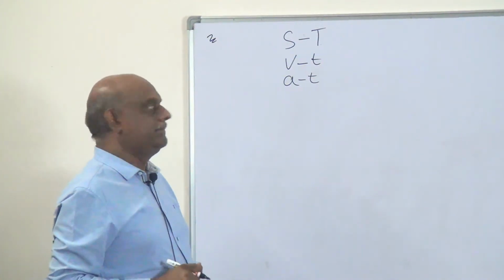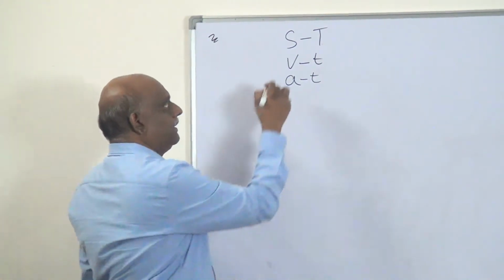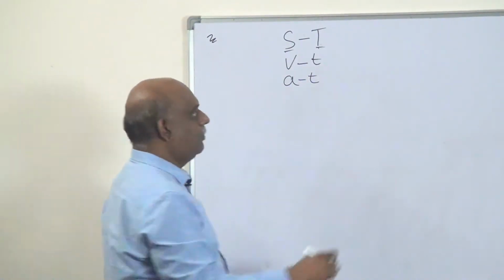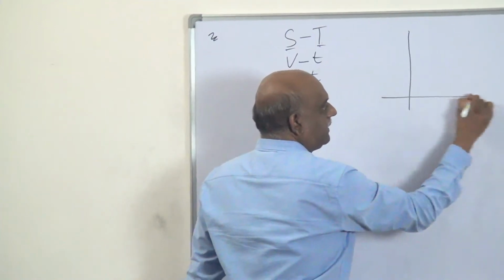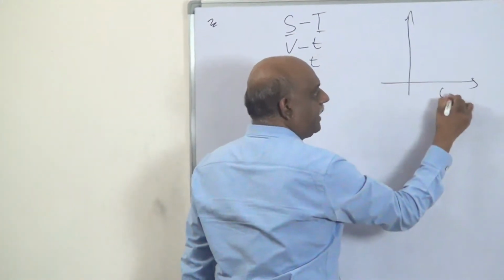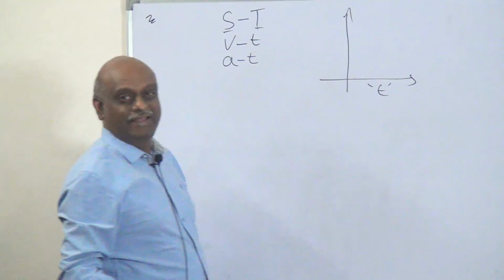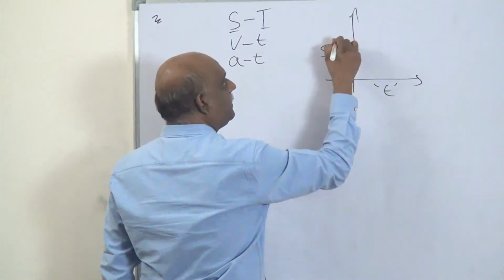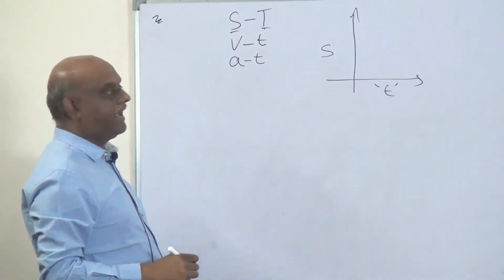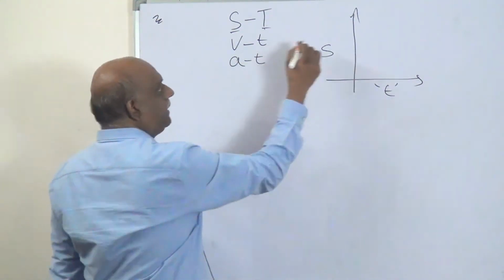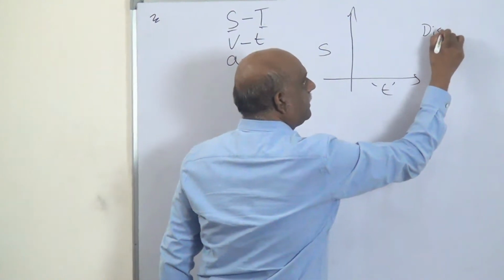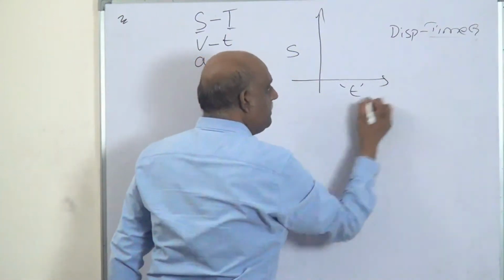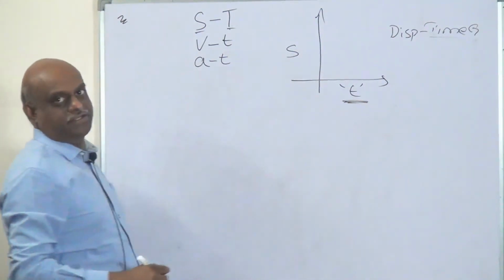If you can recall, whenever we say distance or displacement time graph, what is there on the x-axis? Always on the x-axis you have time. And where is the distance or displacement? Displacement is there on the y-axis. And what is the name of this? This is called displacement time graph is what you should remember. So always time is on the x-axis.